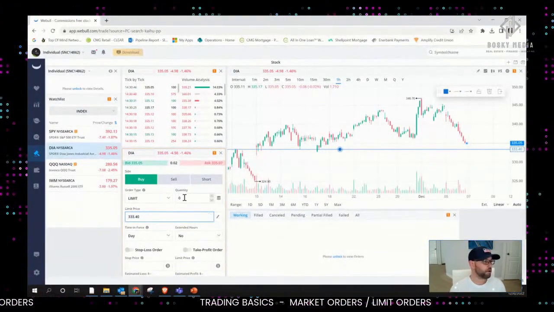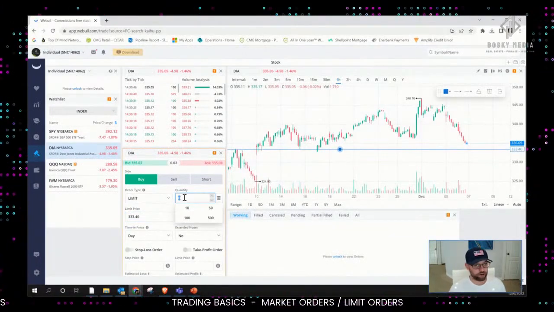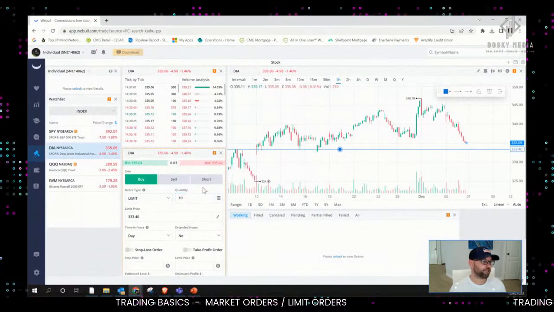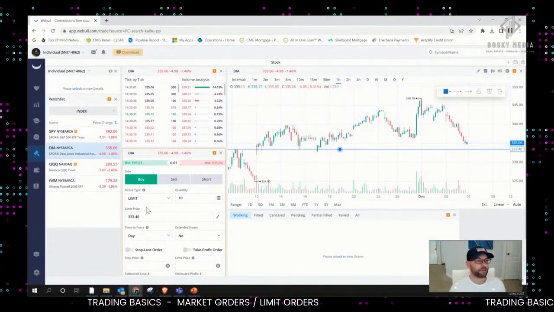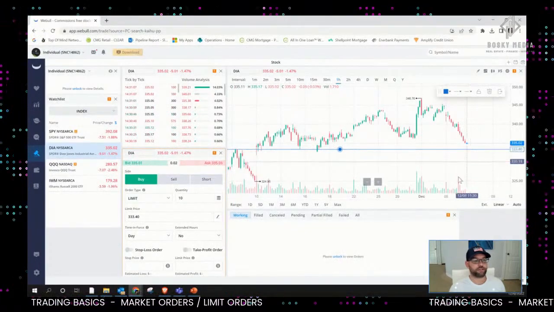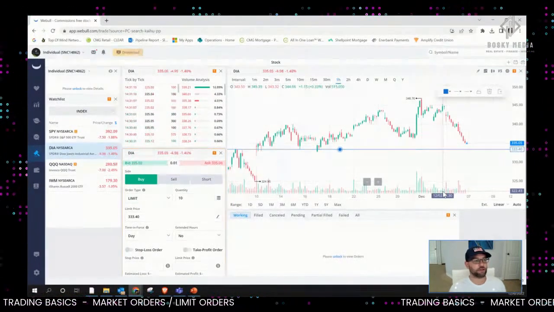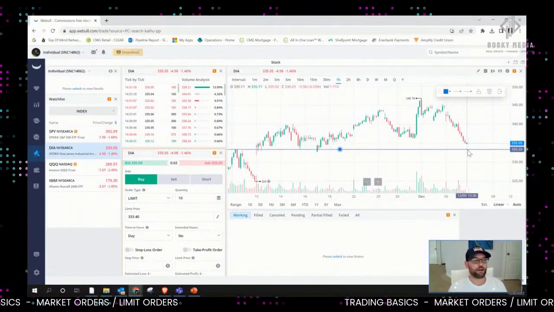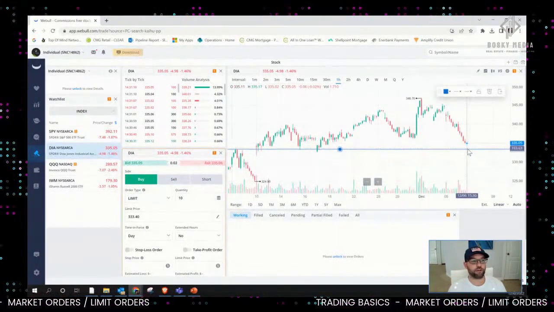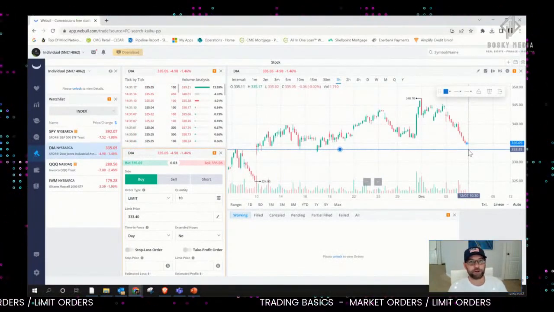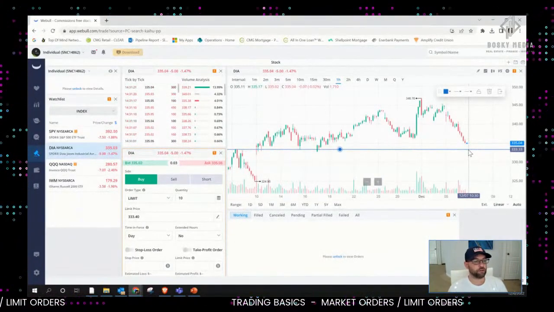333.40, and then you would put your quantity of shares in here. Just say you wanted to buy 10 shares. What that's going to do is put an order for 10 shares exactly at that price. And then the price will have to come down to there, and somebody will have to sell their shares to you at that price. That's a limit order. So you have to get filled.